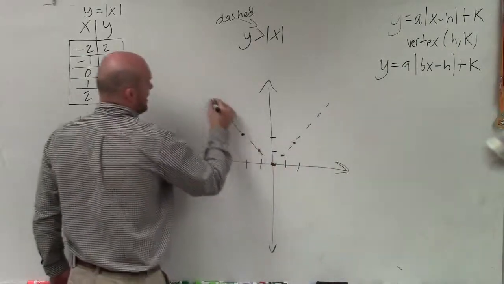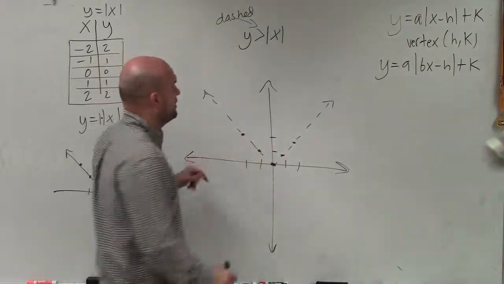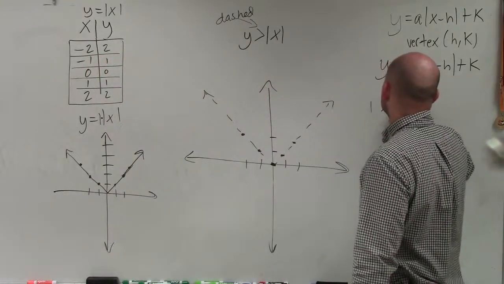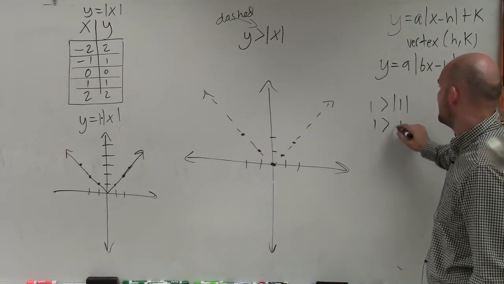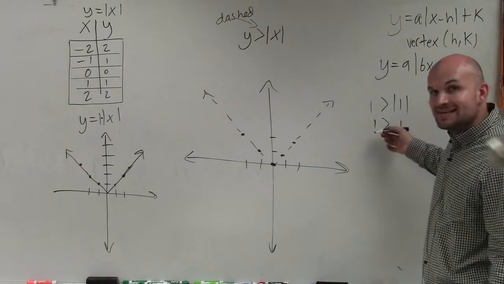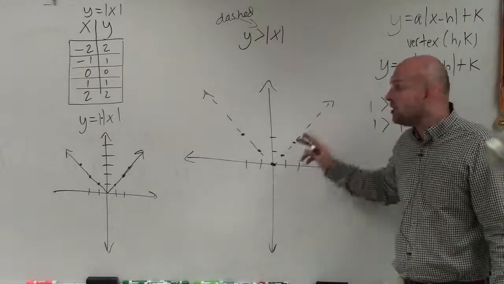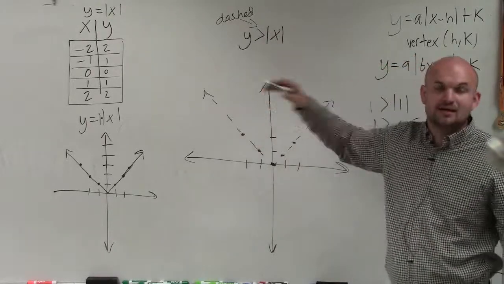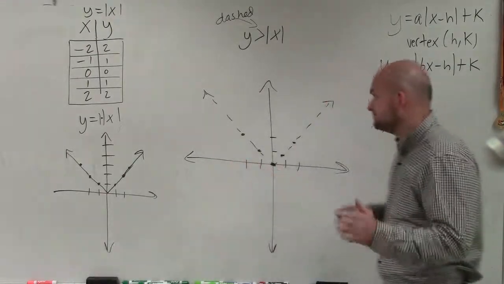Now, to show you why it's dashed, let's choose a point that lies on the line, for instance the point (1, 1). All I need to do is plug in 1 for x and 1 for y. Then we say 1 is greater than the absolute value of 1, which is 1. Well, 1 is not greater than 1. That's false. Since that point lies on the line and it's false, that's why we use the dash. So anytime you see greater than or less than, it's going to be dashed. Greater than or equal to or less than or equal to, it's going to be solid.